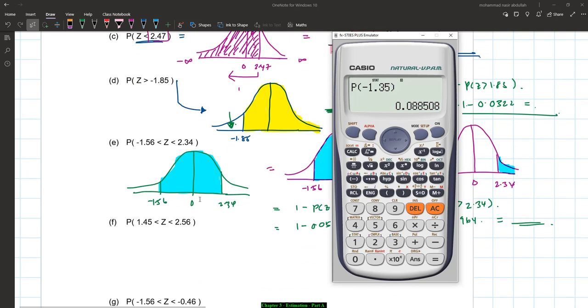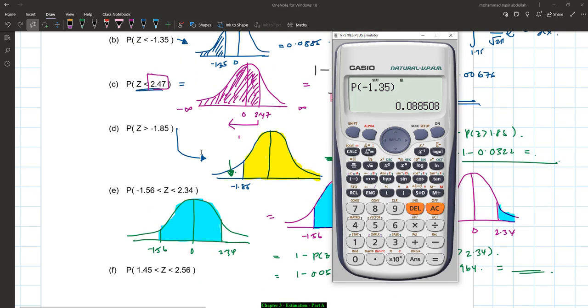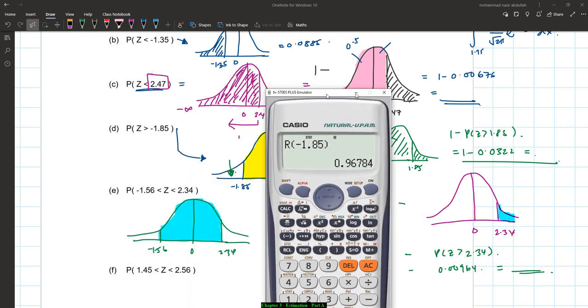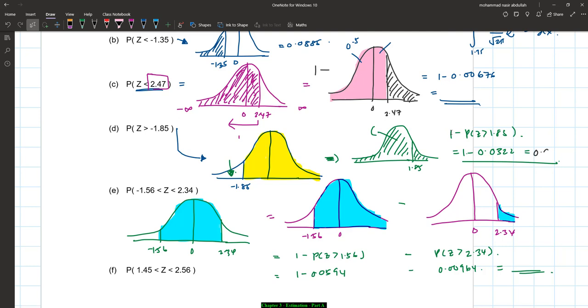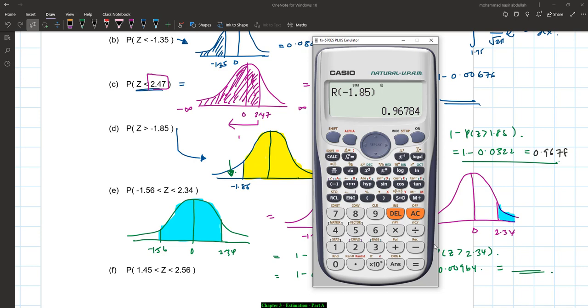Right, let's say we want to find this area, this area on the right hand side. Right hand side should be 5, R. R is on the right hand side. Negative 1.85. So you already got the value, 0.9678784. Right. But using the calculator is just to confirm your result only.